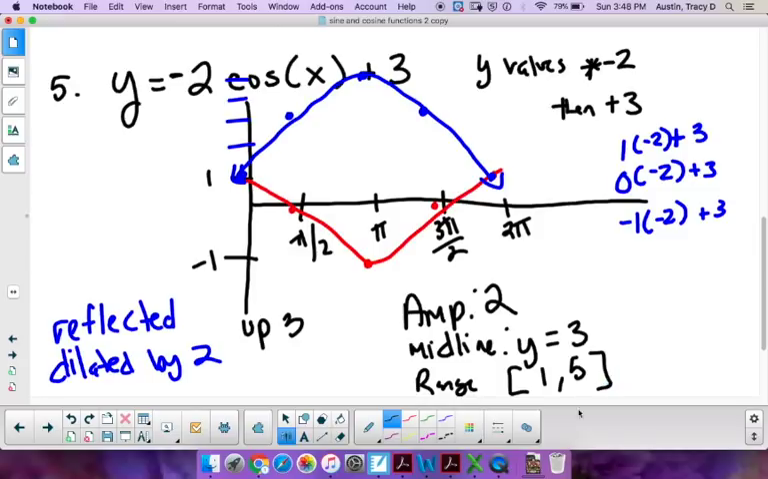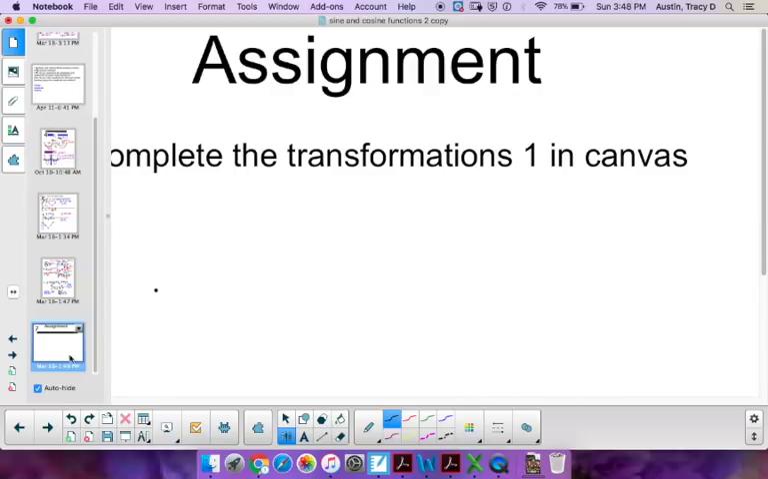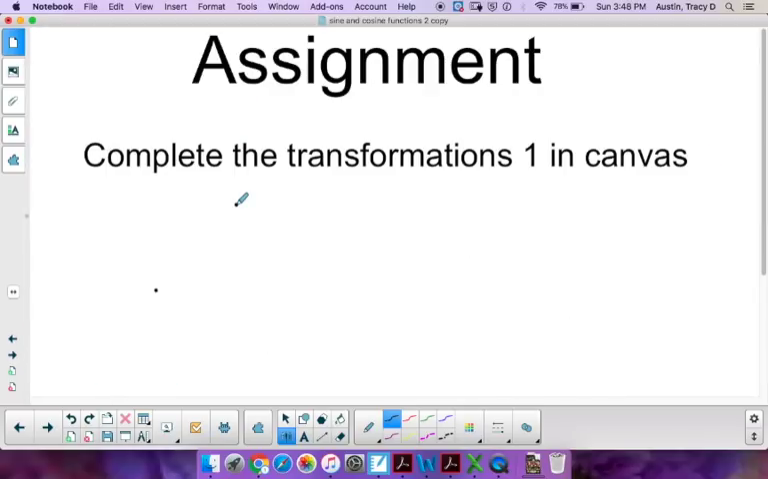Okay, so I've got 4 problems for you to do in Canvas. They're on a worksheet. The worksheet is called Transformations 1. Okay, the graphs are already on there, the equations are already on there, but I do want you to state amplitude, midline, and range.